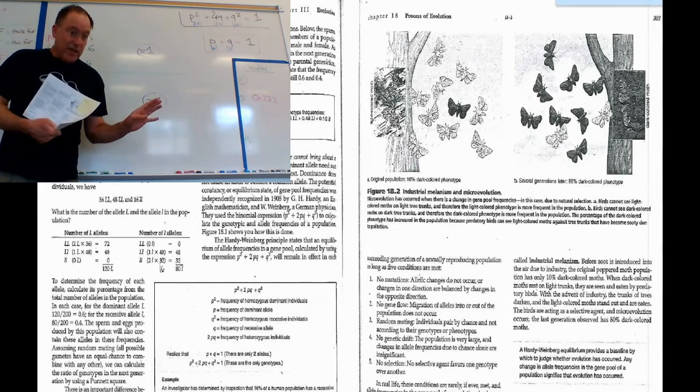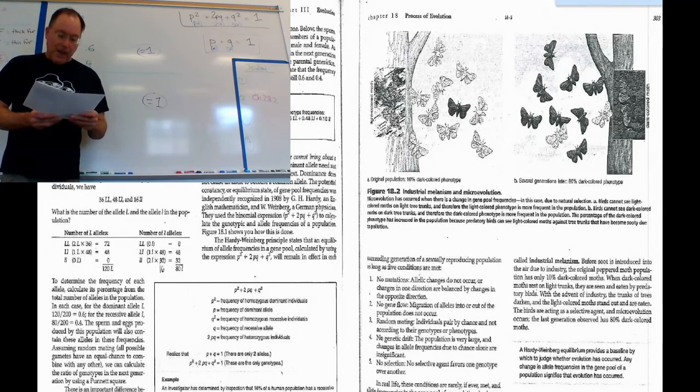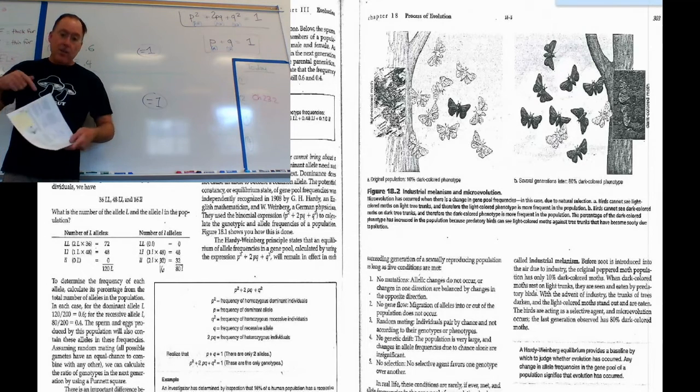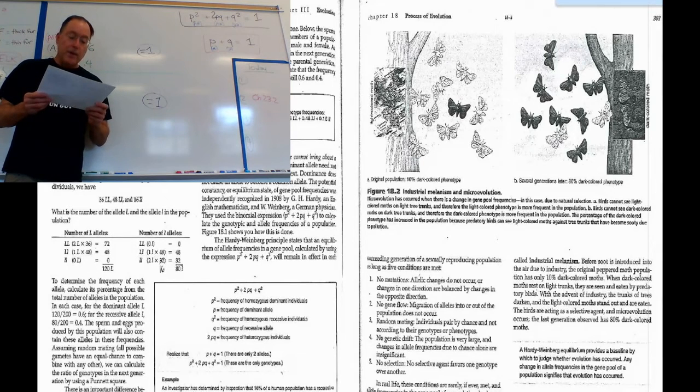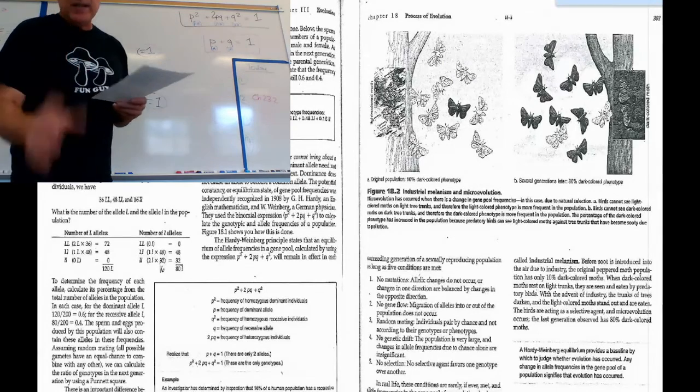Okay, I usually have kids read this. Sorry that you're listening to me. Let's keep reading. I'm now up above the box here. It says, the Hardy-Weinberg principle states that the equilibrium of allele frequencies in a gene pool, calculated by using the expression p squared plus 2pq plus q squared, will remain in effect in each succeeding generation of a sexually reproducing population as long as 5 conditions are met. Go ahead and read those 5 conditions there.